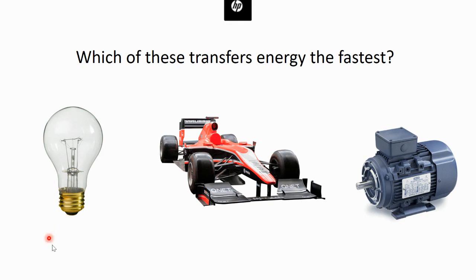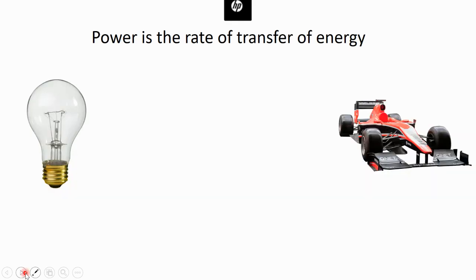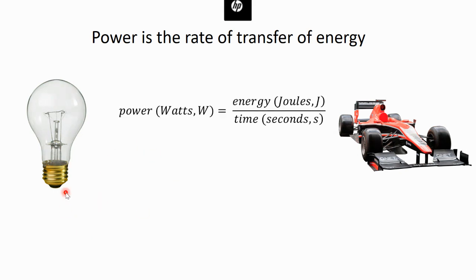Today we're going to look at electrical energy and electrical power. So we know that power is the rate of transfer of energy. Anytime you see rate, it means divide by time. So if you wanted to write a formula, then power is energy divided by time. And of course, the units of power are watts, unit of energy are joules, and the unit of time is seconds.